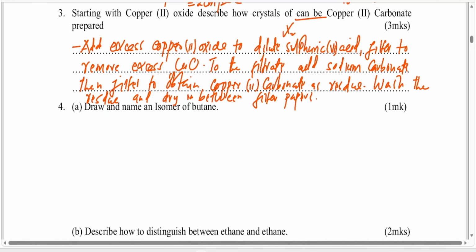The distribution of the marks: the moment you say we add excess copper 2 oxide to sulfuric acid, we award you half a mark, and then after filtering, half a mark, and again adding sodium carbonate to the filtrate, half a mark, and then obtaining copper 2 carbonate residue, half a mark, and then washing and drying in between filter papers, half a mark. It is going to give you a total of 3 marks.